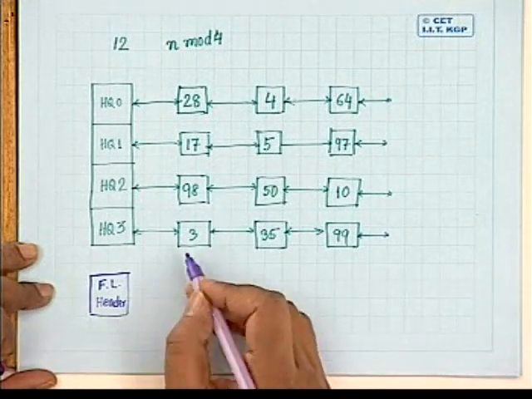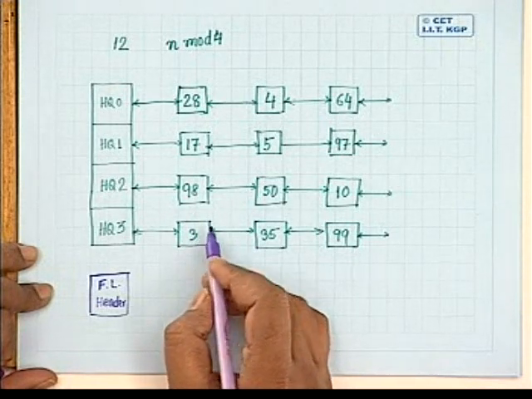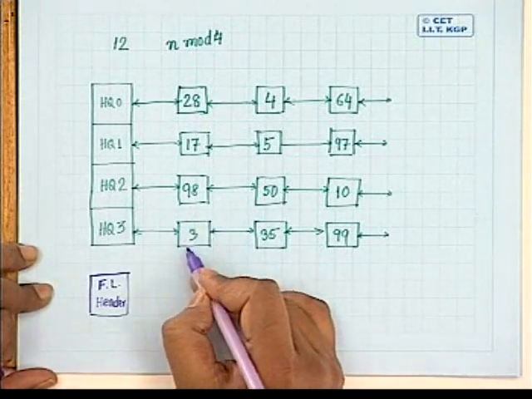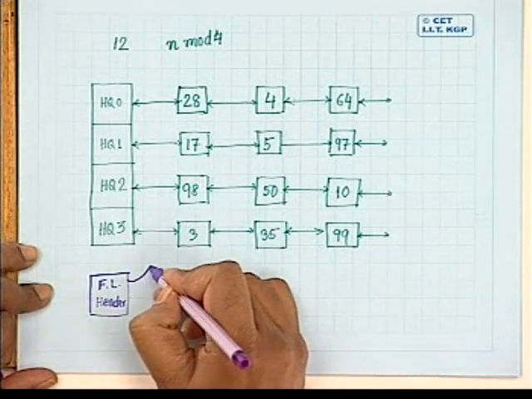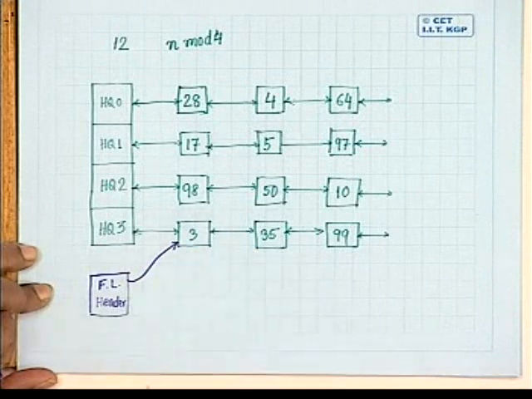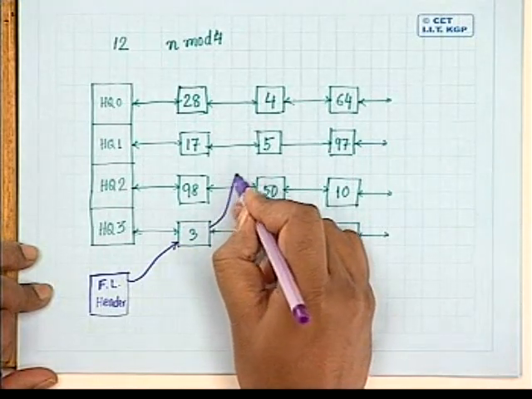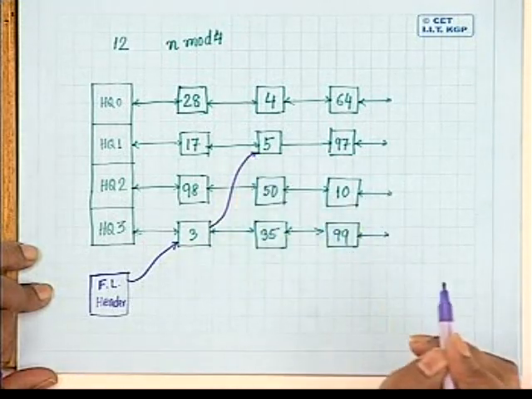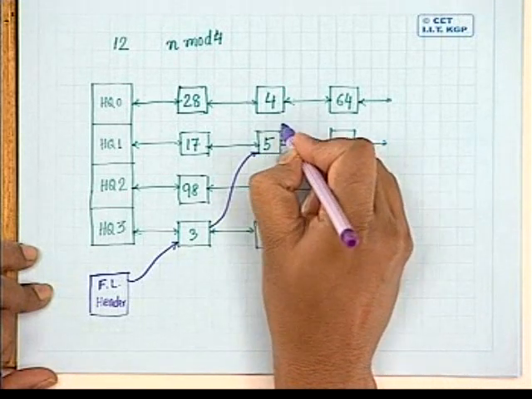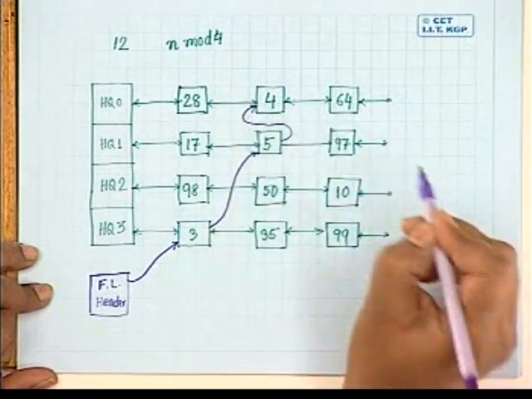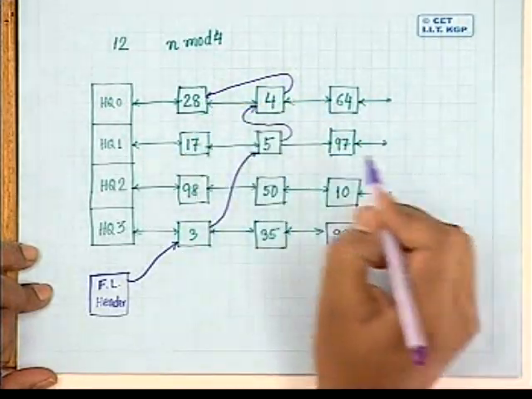Then it may so happen that the first buffer in the free list, or the head of the free list, will be, say, the buffer containing block number 3. If I follow the forward pointer, this is the first buffer in the free list. The next buffer in the free list may be a buffer containing block number 5. The next buffer may be the buffer containing block number 4. The next buffer may be the buffer containing block number 28.